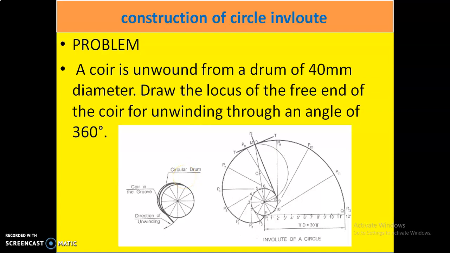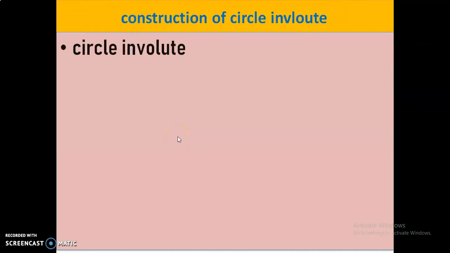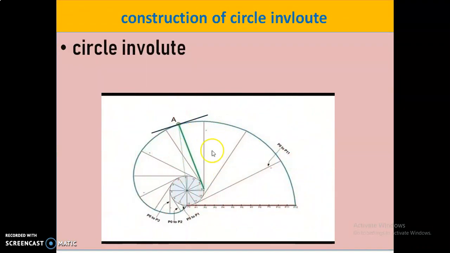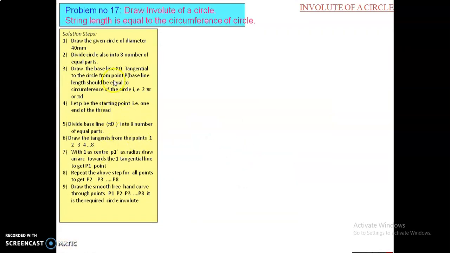Or the problem may come like this: draw an involute of a circle of 40 mm diameter. Also draw tangent and normal line at any point on the curve. After constructing the circle involute, it will appear like this. This is the final answer. So let us see how we construct the circle involute by using the construction procedure.